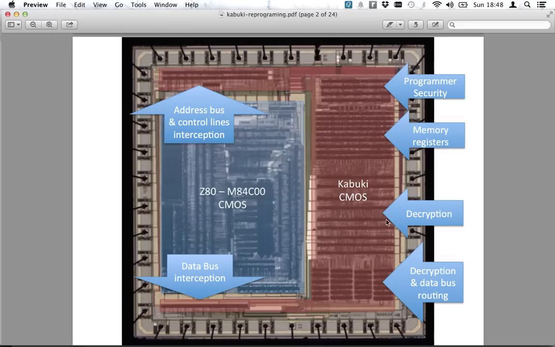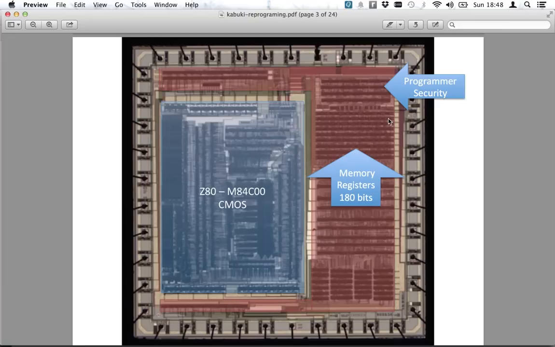Next to it and below, we have the decryption area, which is quite extensive and features many different CMOS components and transistors dedicated to the decryption scheme of the Kabuki. And then finally, we also have some more decryption areas of the Kabuki, as well as some routing for the data bus.